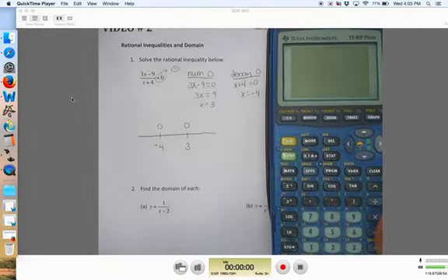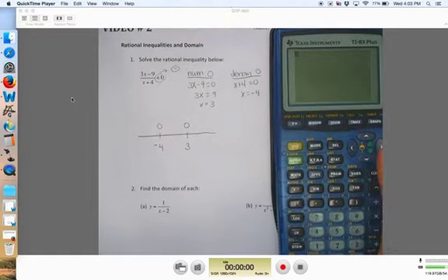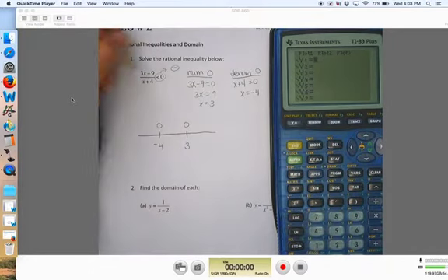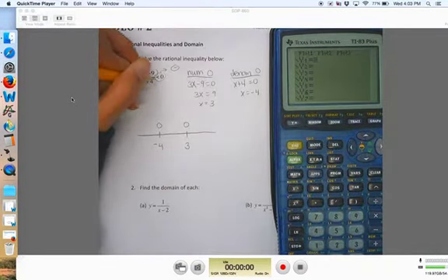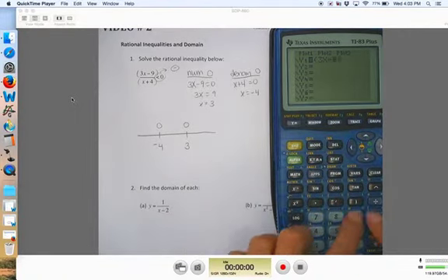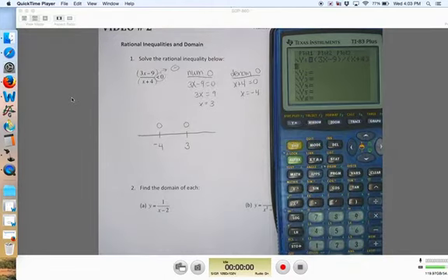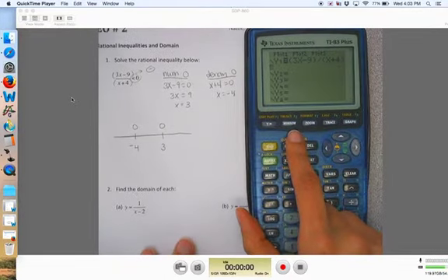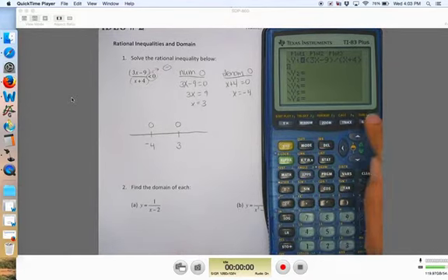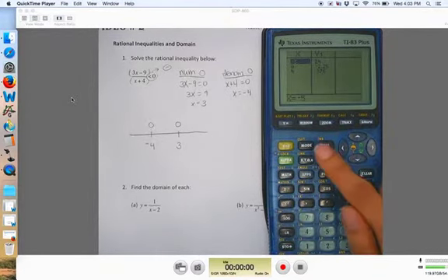If you have a graphing calculator, you want to go to y equals, clear out whatever you have in there, and type in this equation, parentheses around your numerator, parentheses around your denominator. Then you're going to hit second graph, and that's going to bring you to the table. And if you have any values in there, just hit delete.